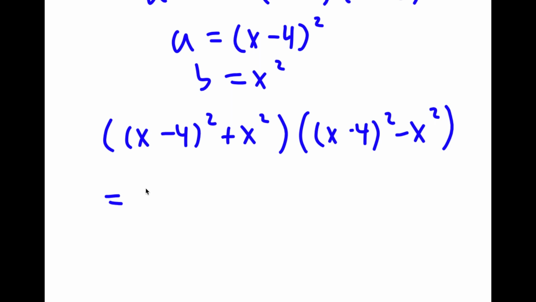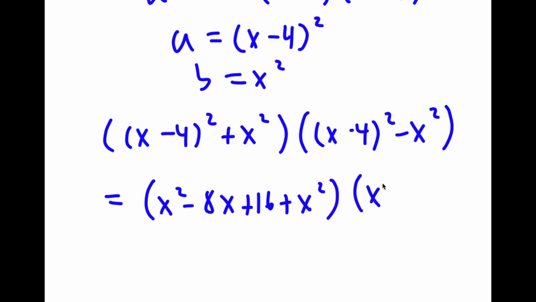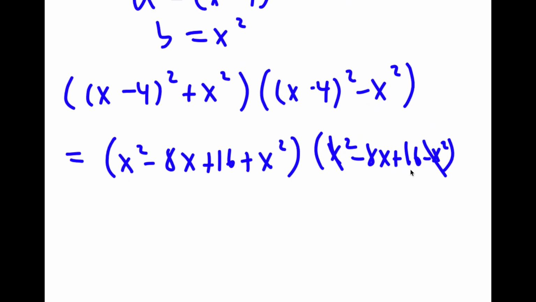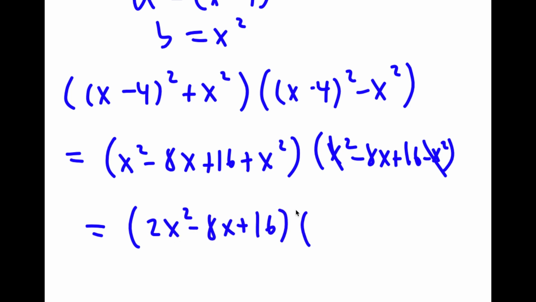x minus 4 squared is simply equal to x squared minus 8x plus 16. So I have this plus x squared, and over here I have x squared minus 8x plus 16 minus x squared. In this case, these two cancel out, and in this case, these two add up. So I have 2x squared minus 8x plus 16 times negative 8x plus 16. Remember, this is all equal to 0.